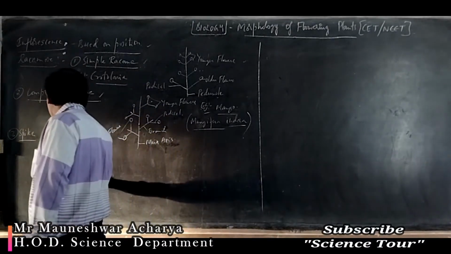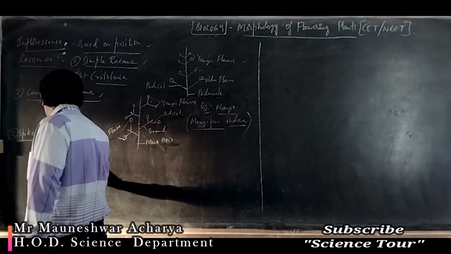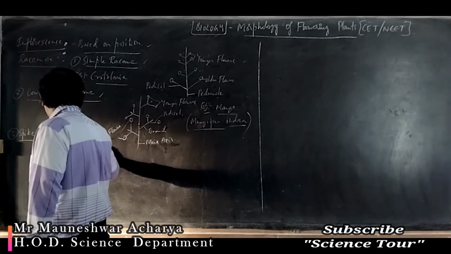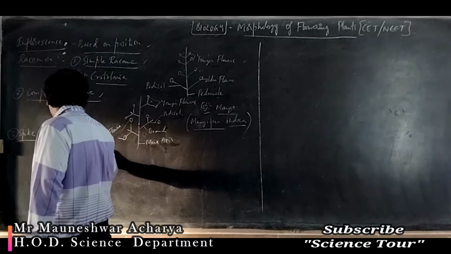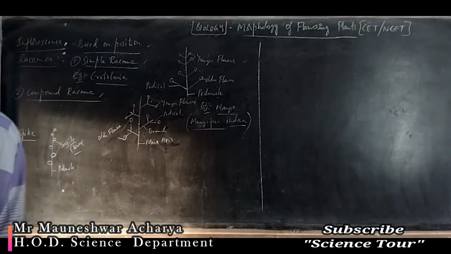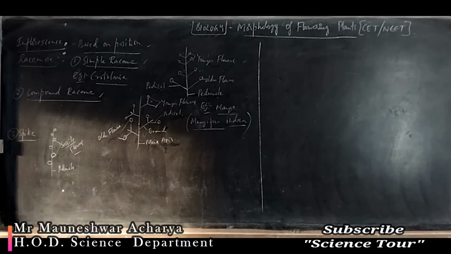So this is the peduncle or the main axis, and these are the sessile flowers. Sessile flowers means they don't have pedicel or stalk. So older are at the base and younger ones at the top. So this is the spike.